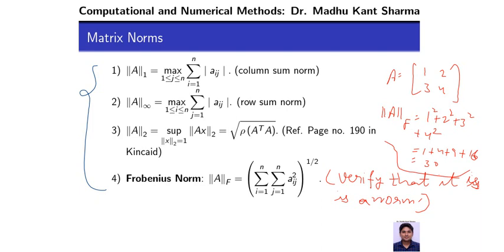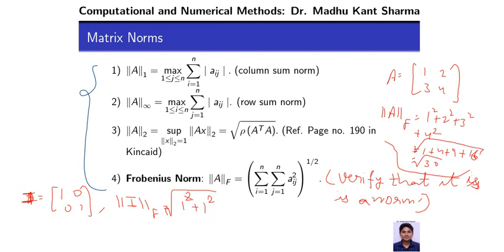But in this case, if you look at an identity matrix of order 2, 1 0 0 1, what is the Frobenius norm for this matrix? It is 1 square plus 0 square plus 0 square plus 1 square, and then take the square root. So that is equal to square root of 2, which is not equal to 1.